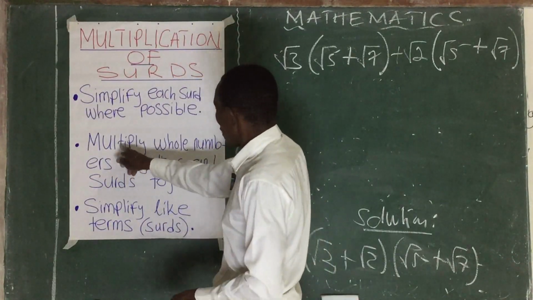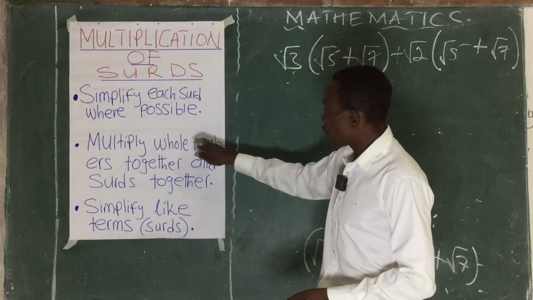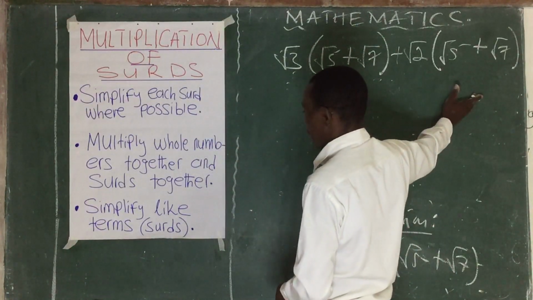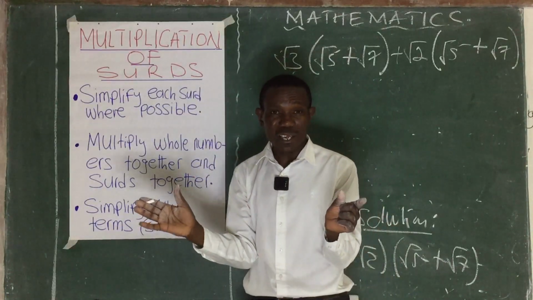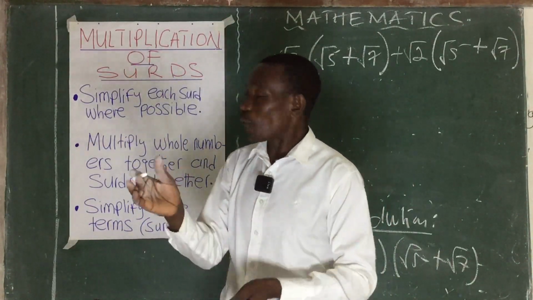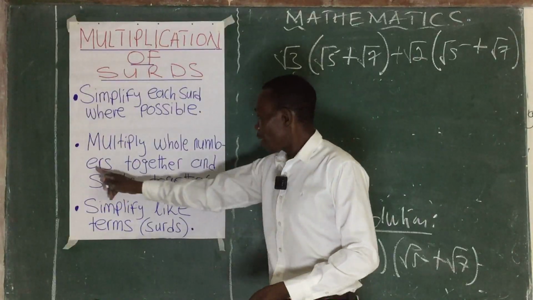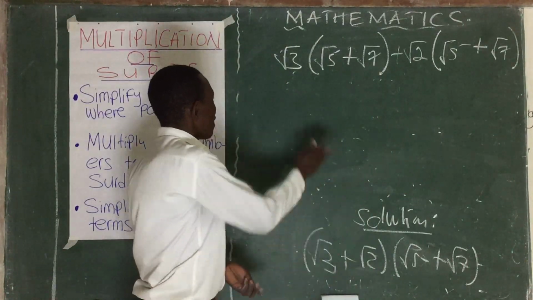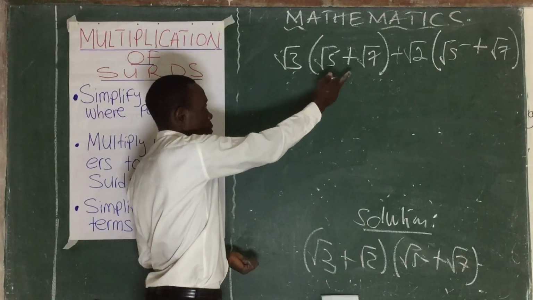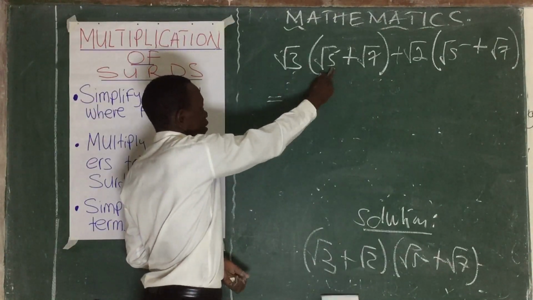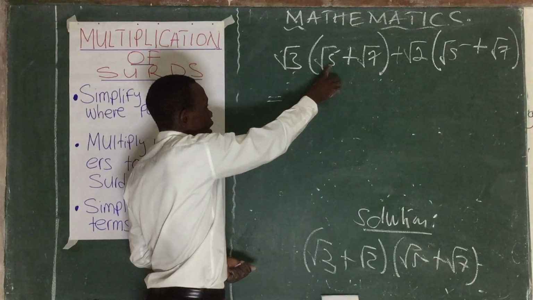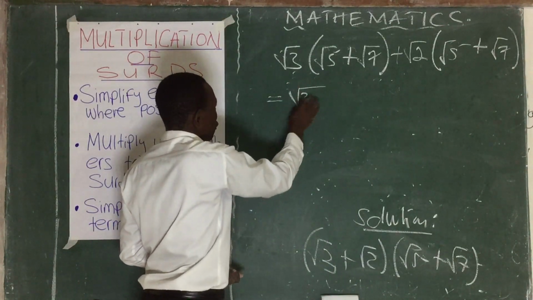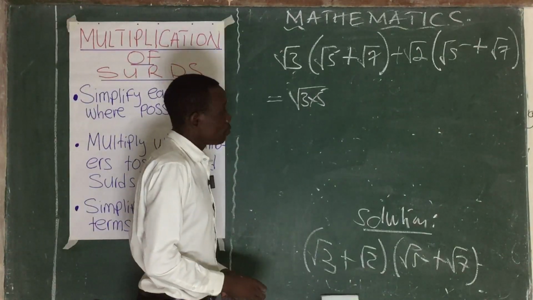Where we need to multiply whole numbers together and surds together. Here we don't have whole numbers, which are the coefficients, as it was in the first example. Now what we're going to do is go for the multiplication of surds together. Here it will be a surd multiplied by another surd. So remember what I said: a surd and a surd, it means we have root 3 times root 5. This will give you root 3 times root 5.